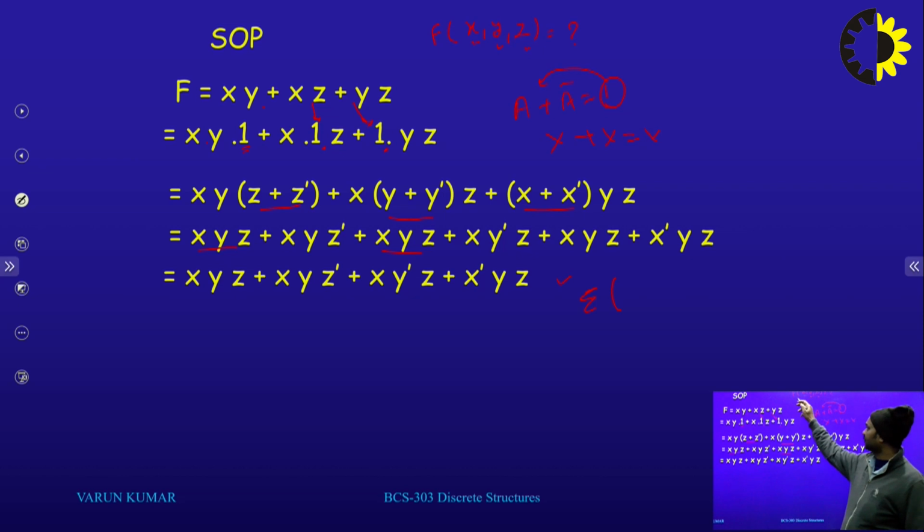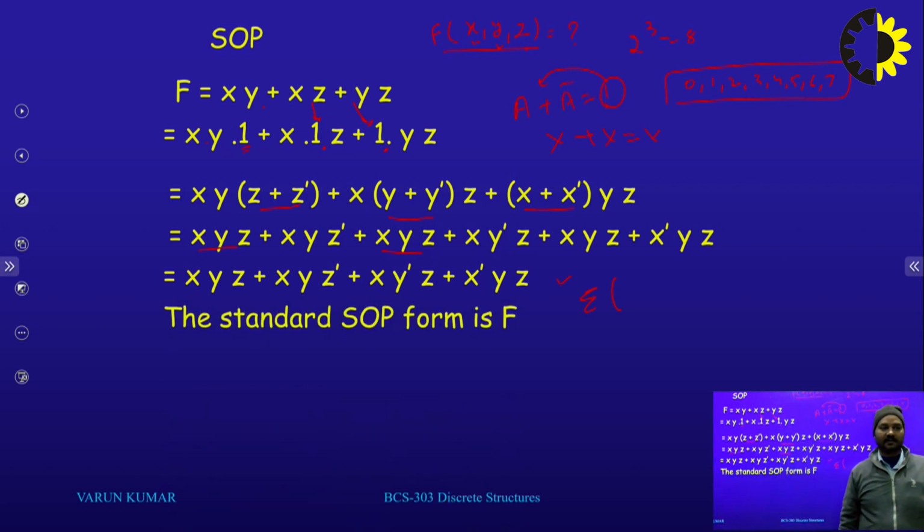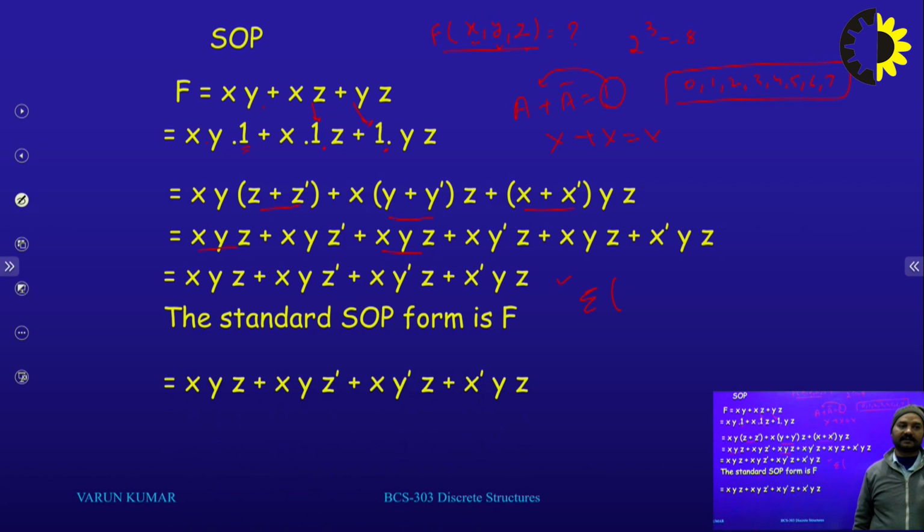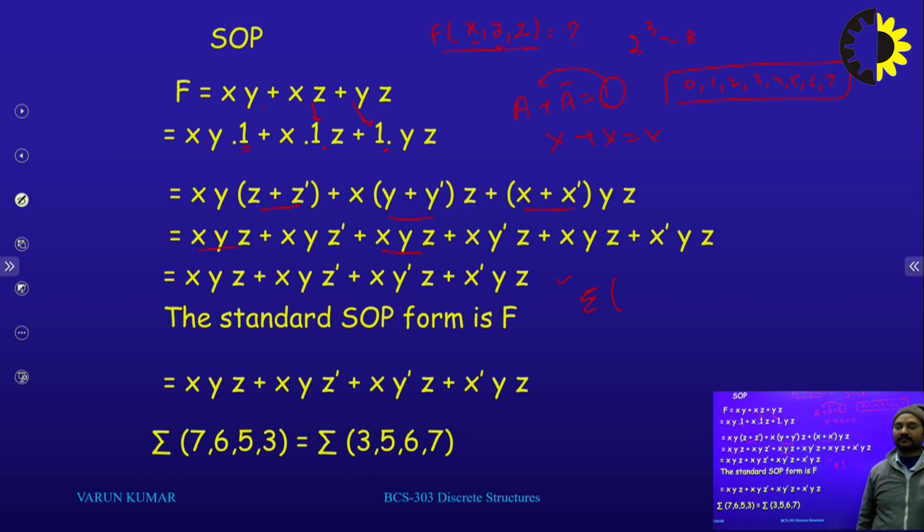Because the function is of 3 variables, 2 to the power 3 is equal to 8. It means there are some terms in digital, that is 0, 1, 2, 3, 4, 5, 6 and 7. There are total 8 possibilities. So we convert into standard SOP form the function, that is this. So we convert this as a summation of 7, 6, 5, 3, that is 3, 5, 6, 7.